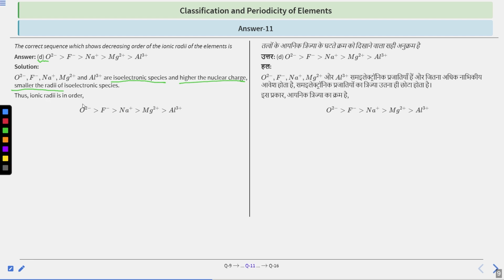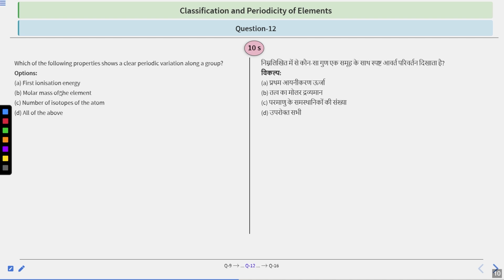So the ionic radii order will be this: the largest is for oxygen 2 negative, then fluorine negative, then sodium positive, then magnesium 2 positive, then the lowest is for aluminium 3 positive. As you can see, the higher the charge, the lower the ionic radii, as aluminium 3 positive has the highest positive charge, right? So that means its ionic radii will be the smallest of the given species, and thus the D option is the correct answer. Okay, let's move to the next one, that is question number 12.